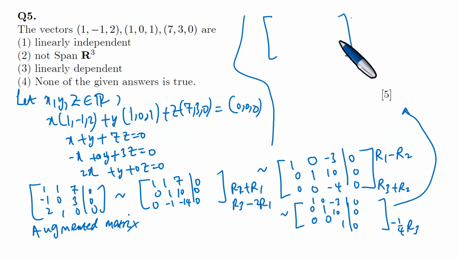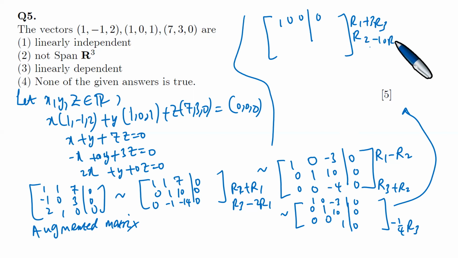Row 3, 0. Now I want to produce a 0 here. So I'm going to use row 2 minus 10, row 3. 0, 1, 0, 0, 0, 0, 1.